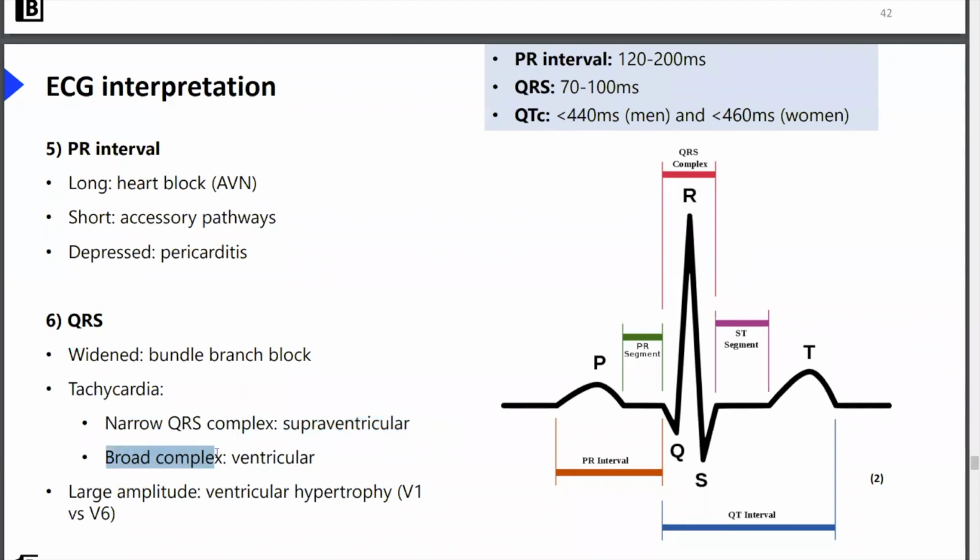If the QRS is broad, i.e. longer than, typically we say, 120 milliseconds, then that means the arrhythmia is arising from the ventricles. The other thing you want to look at is the amplitude. If the amplitude is increased, that's suggestive of ventricular hypertrophy. Because obviously if you have more muscle contracting and depolarizing, the size of the QRS complex will be greater.